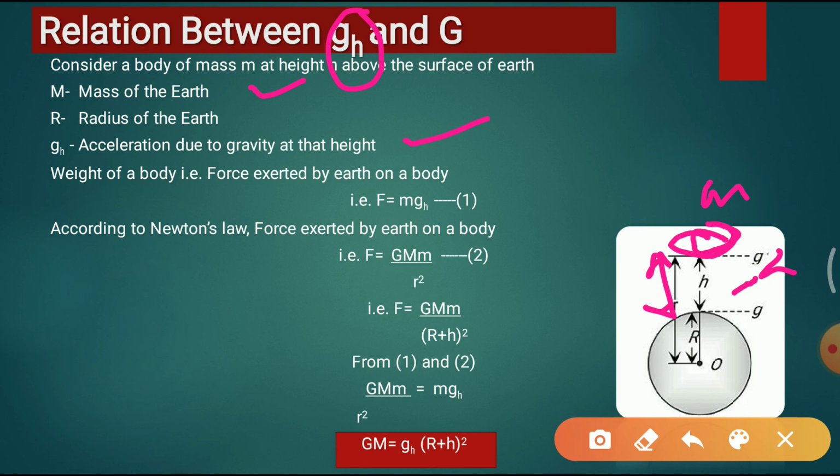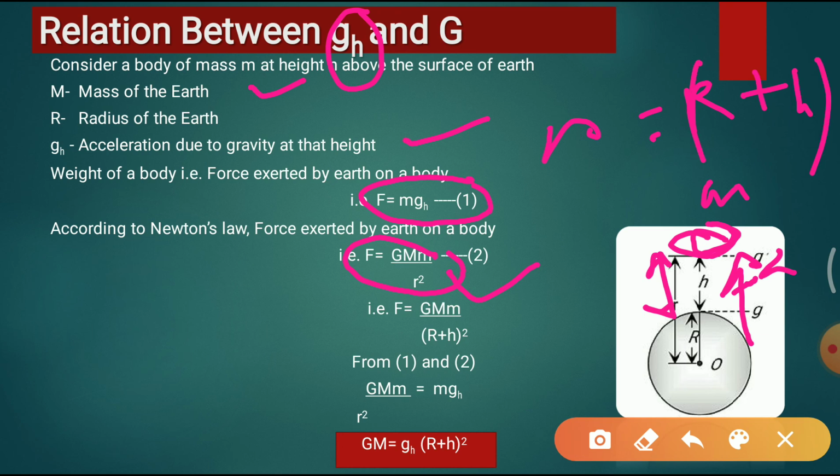Now we have to find out the force exerted on the body. Some force will be exerted by the earth on this body, correct? So this force is given by F. F is equal to m g h. This is our first equation. Now, according to Newton's universal law, we know that force is given by F is equal to G capital M into small m upon r square. Here we have taken small r. Why? Because small r is nothing but capital R plus h, meaning height h, and here capital R means the radius of the earth.